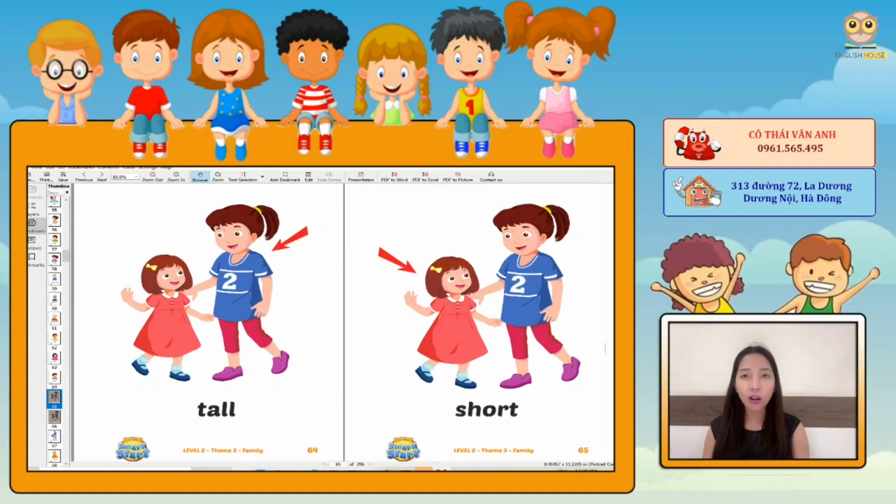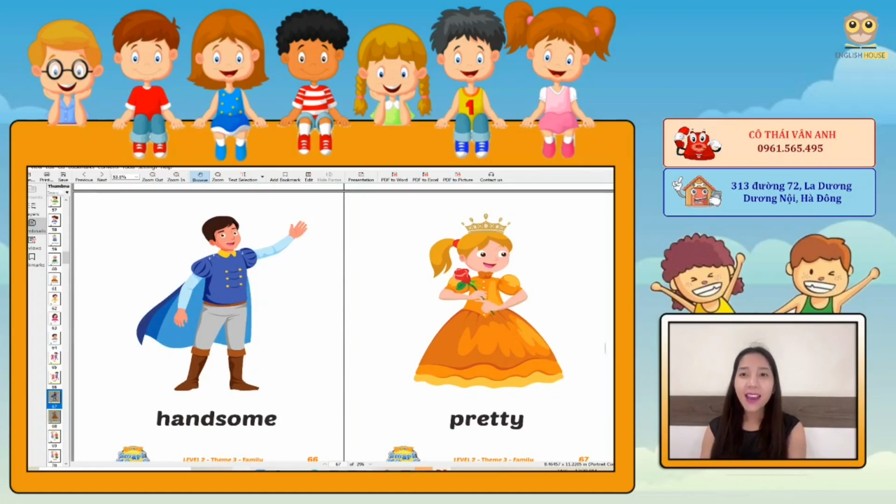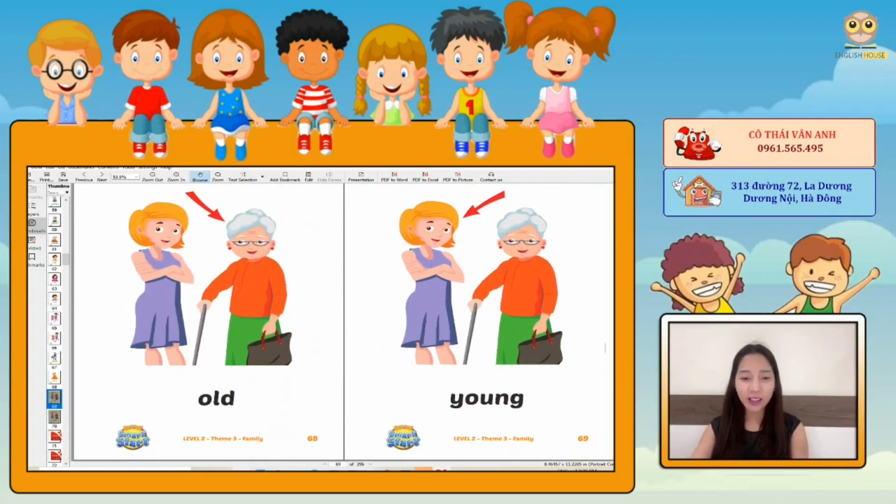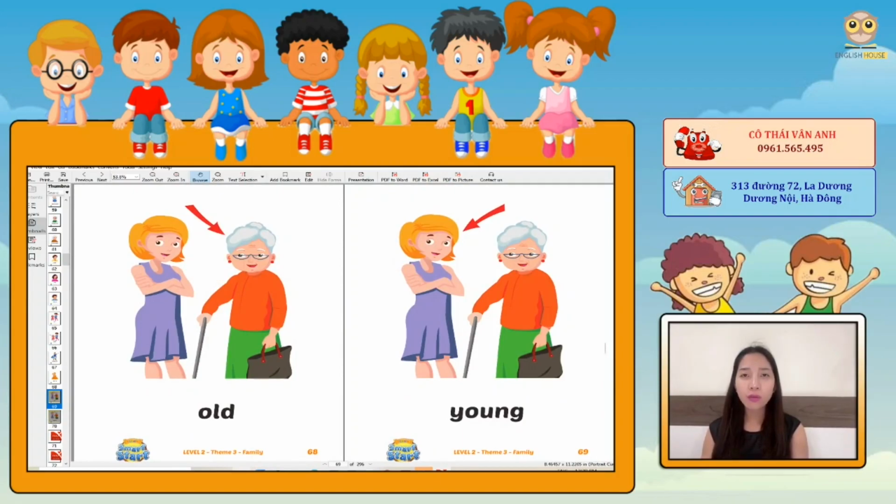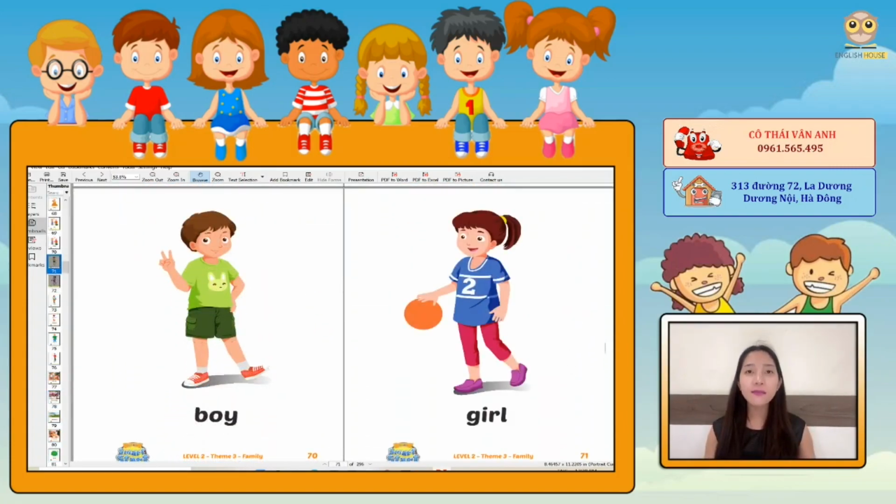Tall, tall. Short, short. Handsome, handsome. Well done. Pretty, pretty. Good. Old, old. Remember, sound. Old, old. Young, young. Very good. Boy, boy, yes. Girl, girl. Well done.